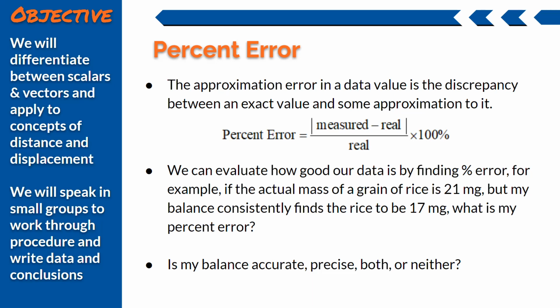So let's go ahead, and I'm going to do that in the calculator. 21 minus 17, and then that's 4. Okay, if you did the other way, negative 4, absolute value is 4, divided by 21 times 100 is a 19% error. Okay, that's pretty large. We don't want our percent error to be over 5 ideally, definitely not over 10. So that balance is not very accurate, okay, because it's not right.